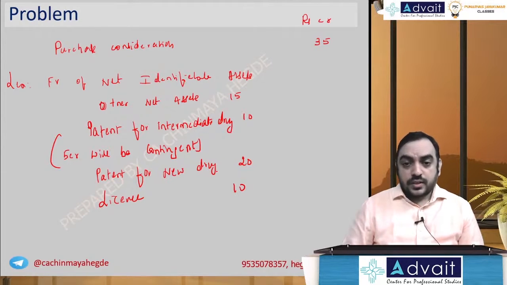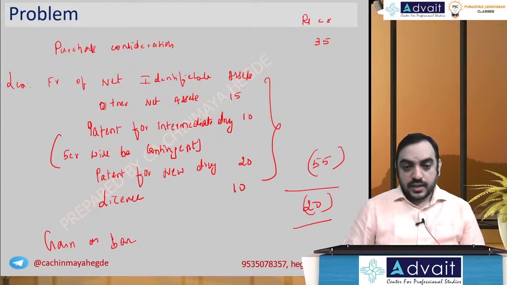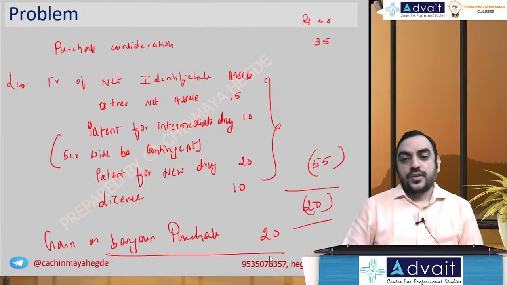Okay, so if I add all these fair values of net identifiable assets, 25, 10, 30, 45, 30, 40, 55. Okay, so if I subtract 55, I get negative. So it's not called goodwill. Purchase consideration is less, so we call it gain on bargain purchase. 20 crores.